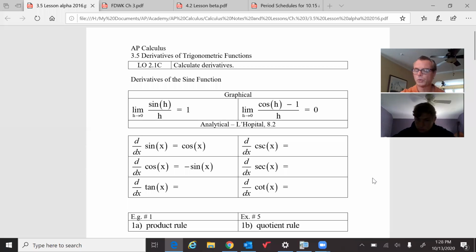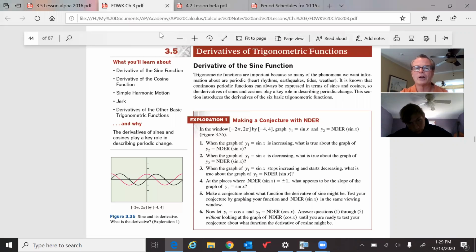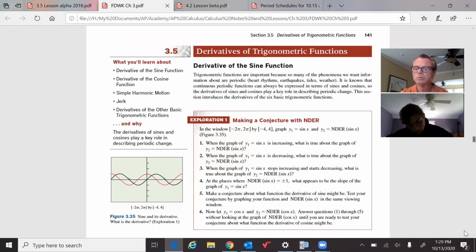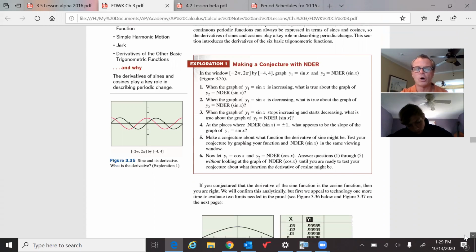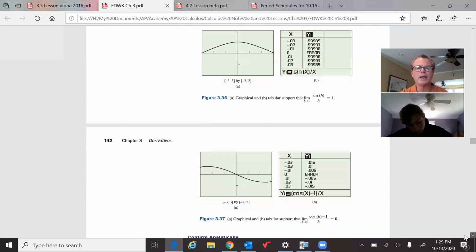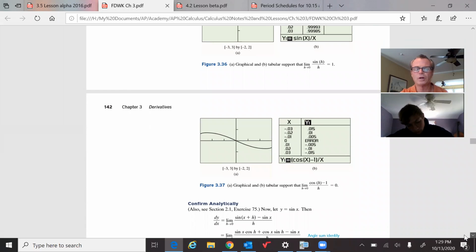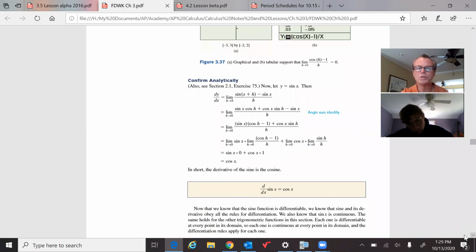Okay, so this is 3.5 alpha, and it is the derivatives of the trig functions. You're going to start with the derivative of the sine function. Okay, so there is an analytical derivation which has a hole in it on page 142. Except we should know this much. Let's follow this much of it.